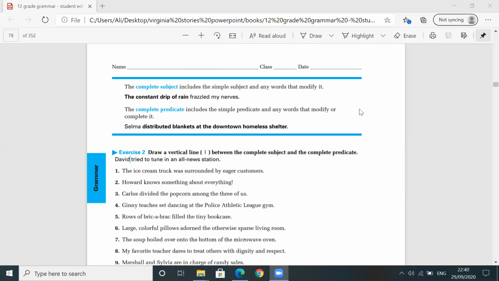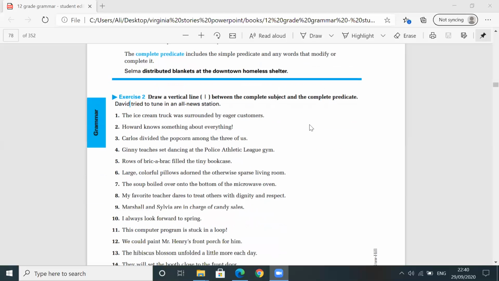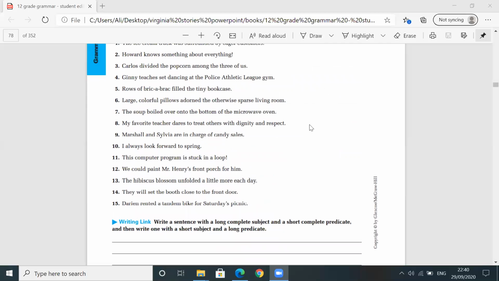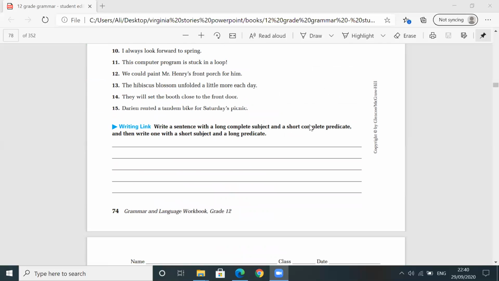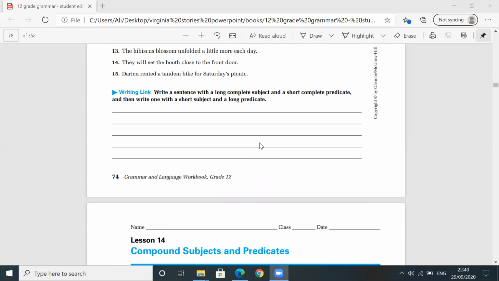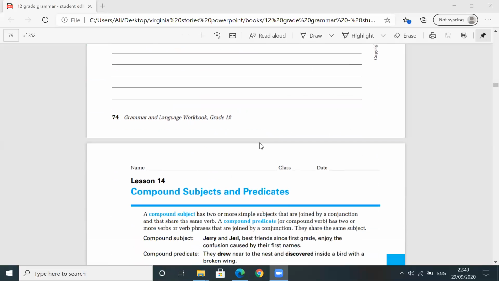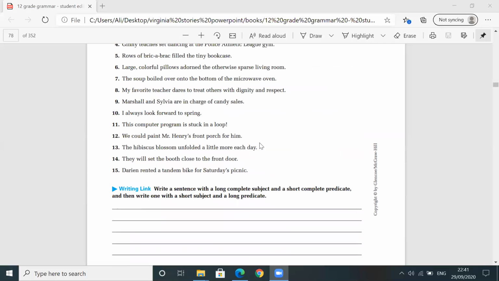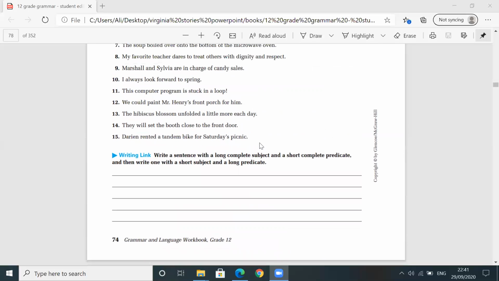And of course, we're going to practice spotting the complete subject and the complete predicate by looking at some of the sentences over here. Then there's a small exercise at the bottom. We're going to write a sentence with a long, complete subject and a short, complete predicate, and then we're going to write one with a short subject and a long predicate. It's pretty easy and it's pretty simple. We're going to stop over here, and this is going to be what we're going to talk about tomorrow.